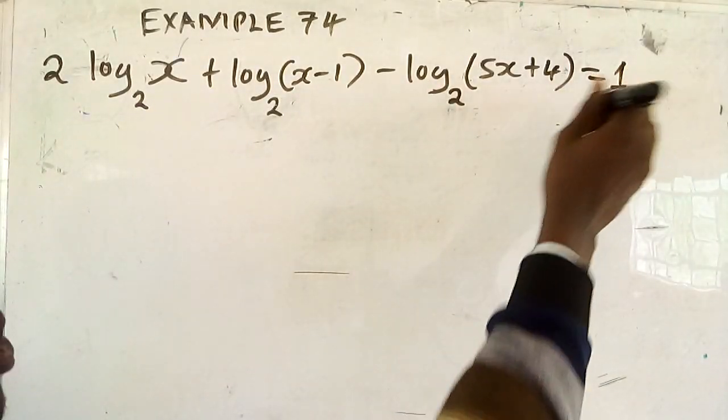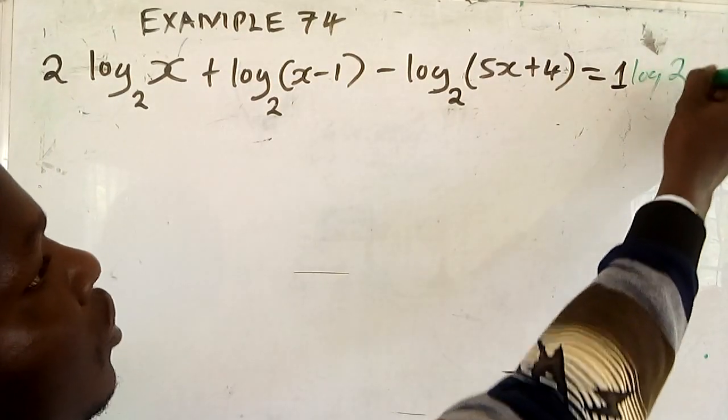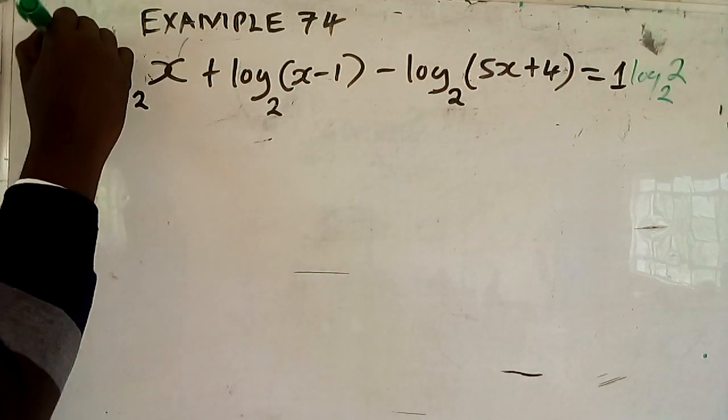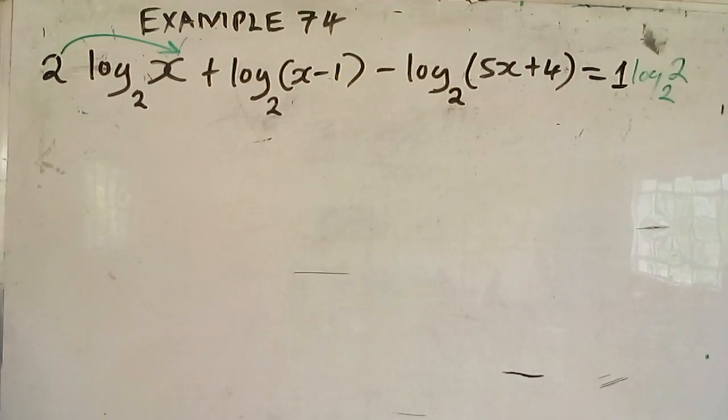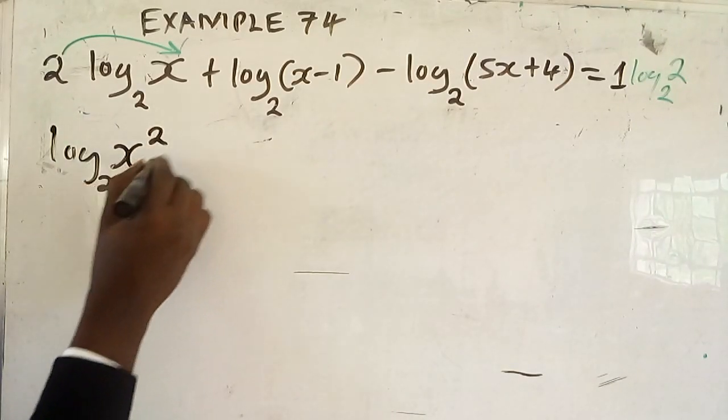Meaning we introduce log 2 to base 2. A log of a number to the same base is 1, isn't it? So we have log 2 base 2 all through. The next thing we do is to get rid of these coefficients, isn't it? So this coefficient of 2 becomes the power. So there we have log x squared to base 2.